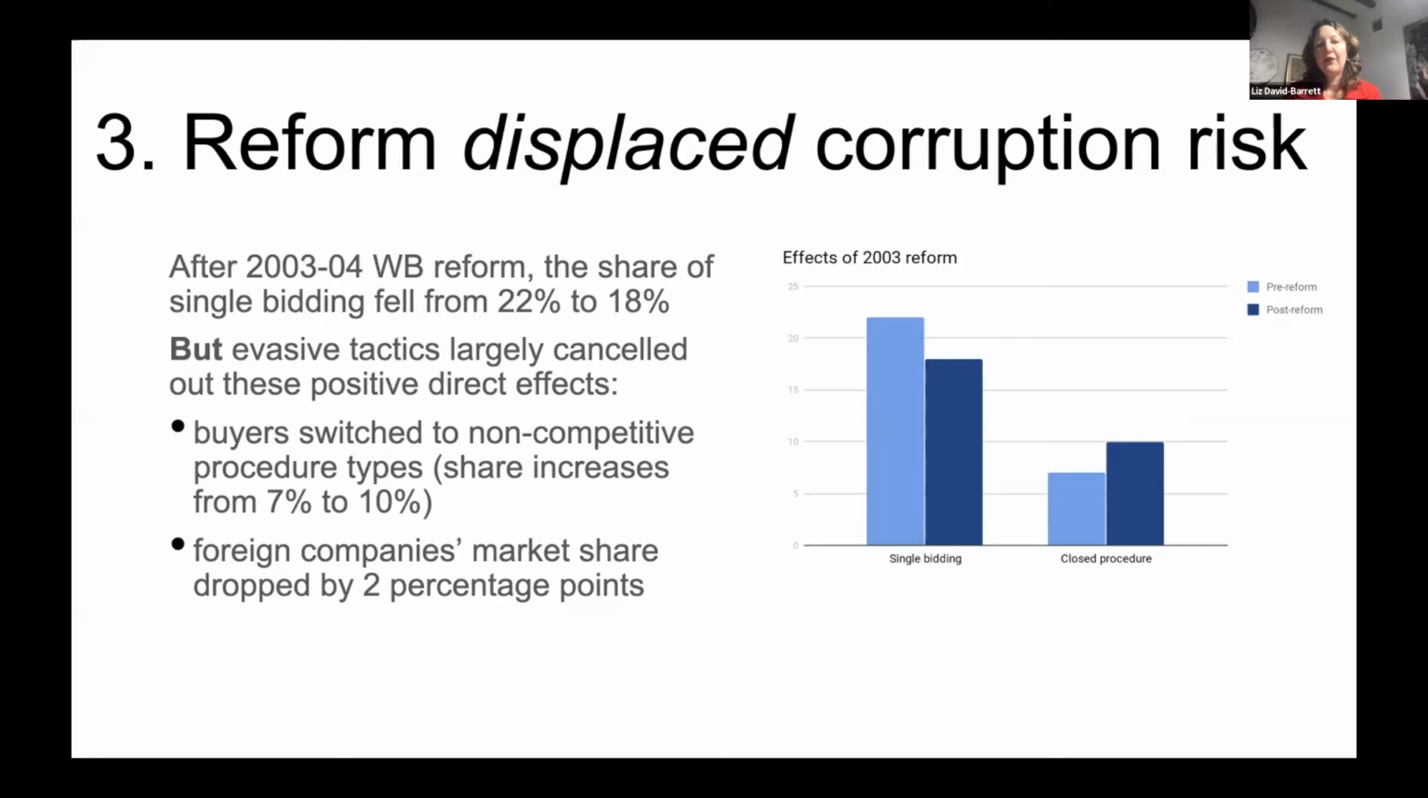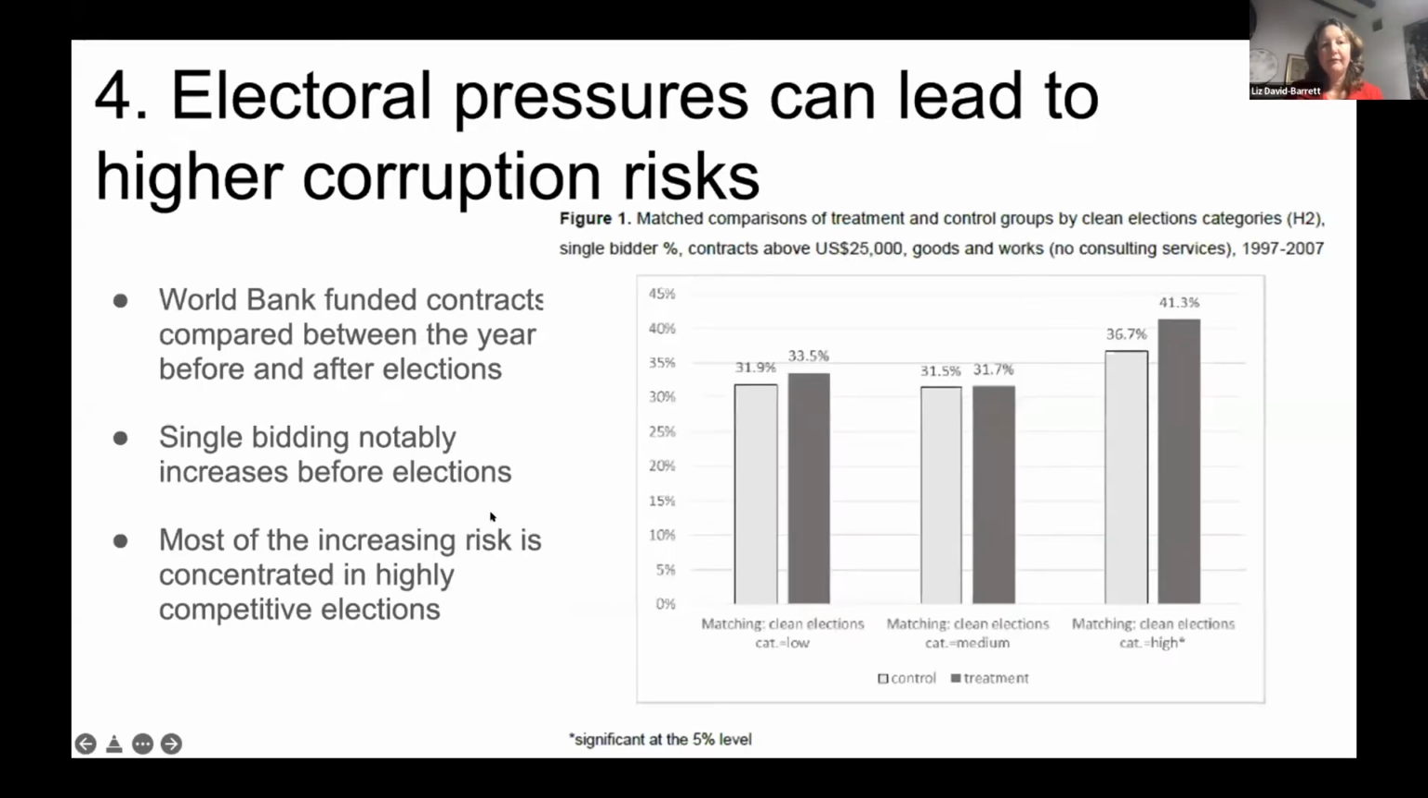and also that the market share of foreign companies, which is usually a good signal for competition, dropped by 2 percentage points. So again, I think it's a disappointing result in terms of the reform, but it's also quite interesting in showing what you can do with this kind of data analytics by being able to have an overview of the whole system and see what's happening in different parts of it.